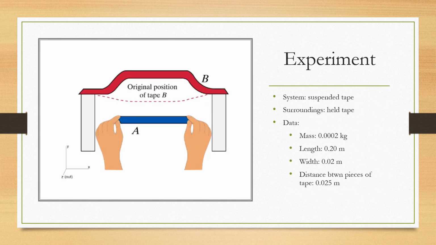So for the second half of the experiment, we were tasked to set up two pieces of tape to a book and hold another piece of tape to determine whether or not the held tape would float. So the system in this case was the suspended tape and the surroundings was the held tape. And then here are some values I got in this experiment.